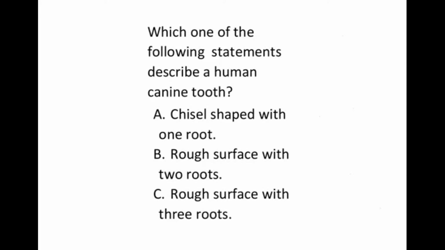Which one of the following statements describes canine tooth? In the human body, we have four types of teeth. We have incisors, we have the canines, then we have the premolars, and then we have the molars.